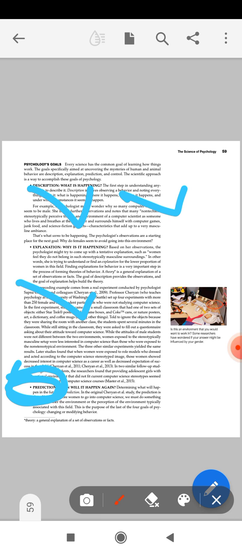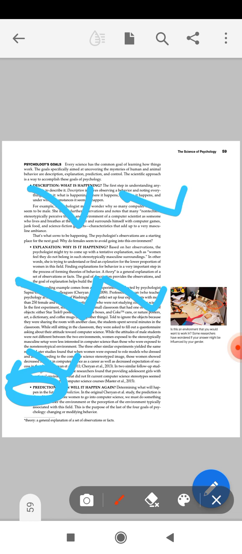And explanation, what should be your explanation? The reason is the environment, the masculine stereotyped environment, due to which women are less in the field of computer science. Now what should be the prediction? If we are able to change the environment, then we may change the participation of women in the field of computer science. In prediction, your explanation part will play a crucial role.